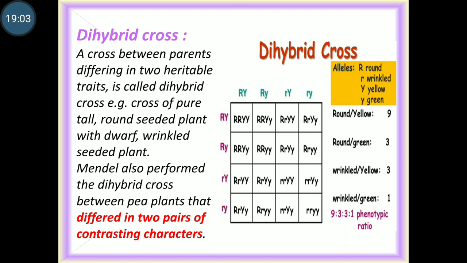Then only 3 round and green. You can see here in the second line, second one, capital R, small y, that is round and green. Then there are wrinkled and yellow. In the third row, 1, 2, 3, the third one, small r, capital Y, that is wrinkled yellow. And at the end, there is all in small letters, those are wrinkled green. So the ratio, if you count, is 9 is to 3 is to 3 is to 1.